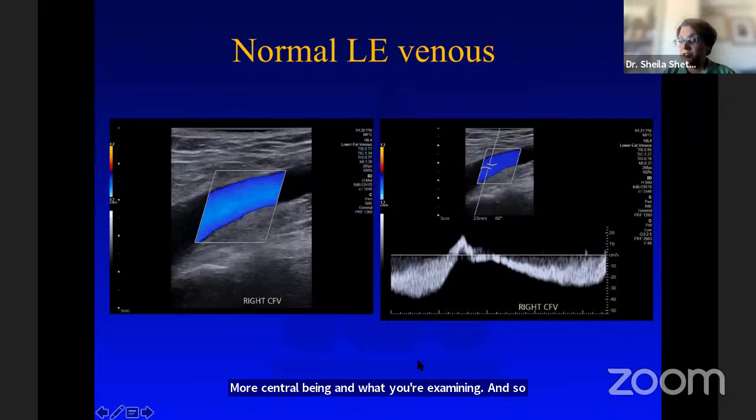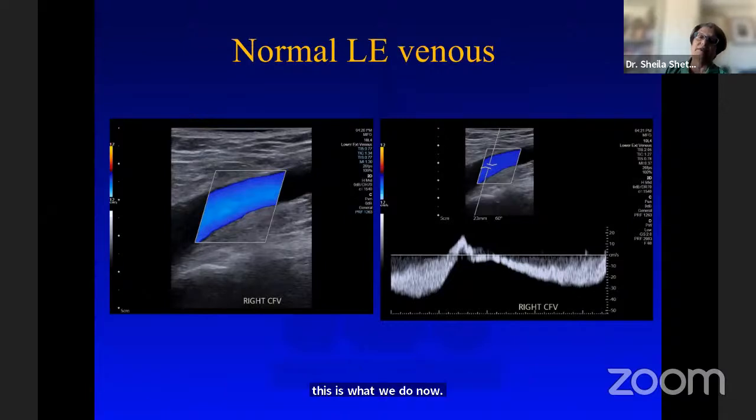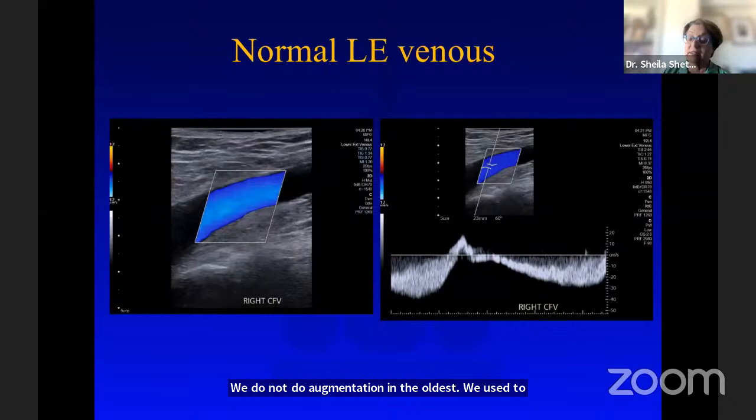We do not do augmentation. In the old days, we used to augment in the calf, but we don't do that. First of all, it increases the length of the examination. It's not really necessary. And if the patient does have a clot, there's always a small risk that by doing calf compression, you can throw a pulmonary embolus. So we don't do that anymore.